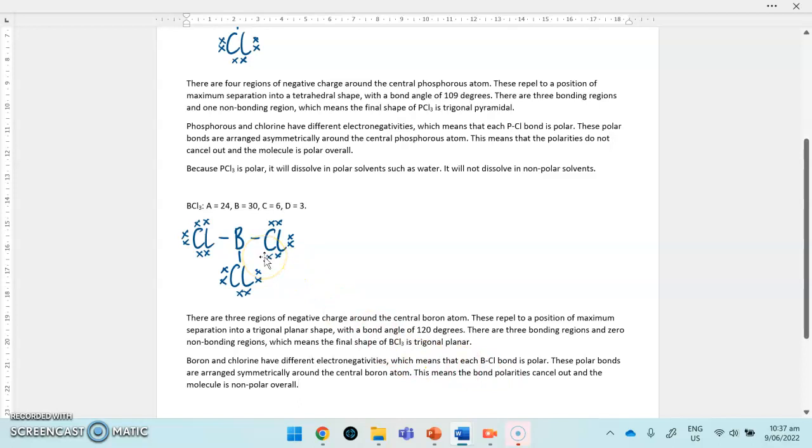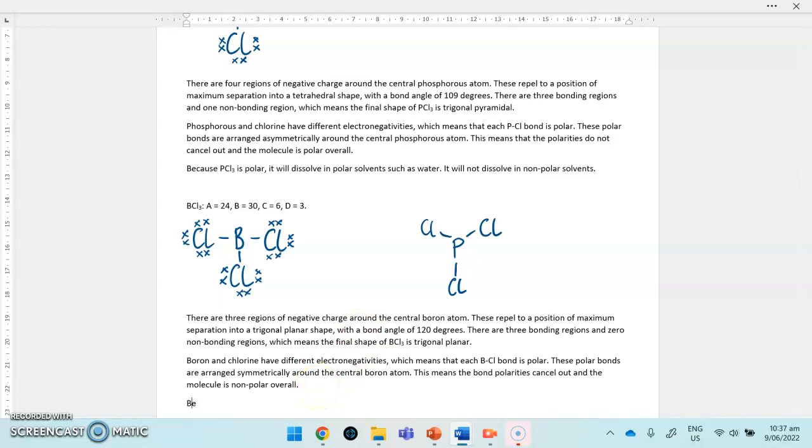Okay, so if we draw this, sorry, the way I've drawn my Lewis diagram, it doesn't look symmetrical. But if I was actually to draw it accurately, it would look like this: Cl, Cl, Cl. Okay, it's actually a symmetrical shape. So because of that, the polarities cancel each other out because it's symmetrical around the central boron atom, and the overall molecule is actually non-polar.